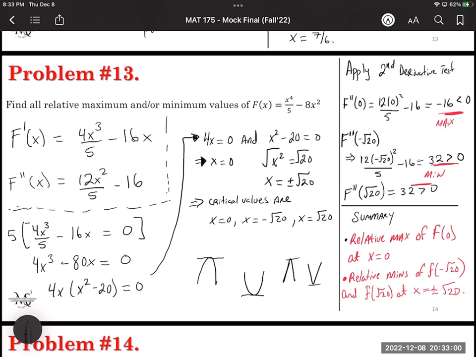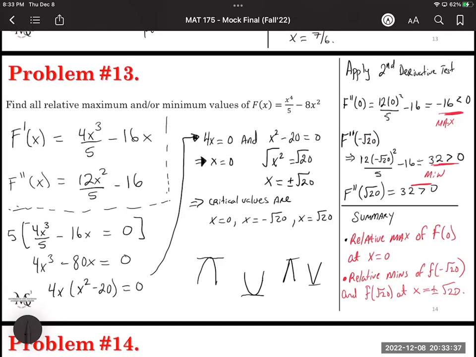I thought only when we try to find the concave up and concave down, we use the second derivative. No, not necessarily. Oh, okay, I got it. But concave is different from relative max. That's right. It's different. Concave is how the derivative changes, versus max and min is how the actual function changes. That's right.